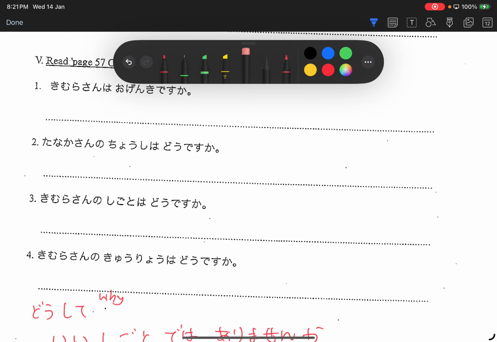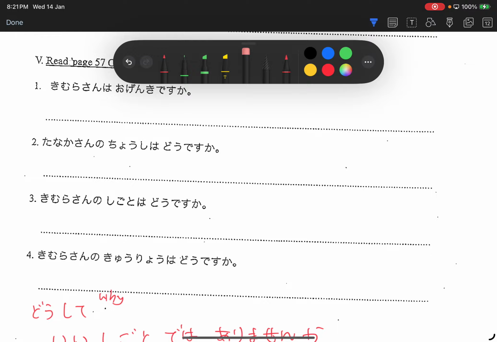Okay, number 4. 木村さんの給料はどうですか? 給料はあまり良くないです。 Okay, あまり良くないです, very good. Alright, so it's not good. Alright, but we don't need to explain 大変です, because they're not asking why he 大変, right? They never say どうして大変ですか, they never ask, so we don't need to say 大変です. We just say why not good?